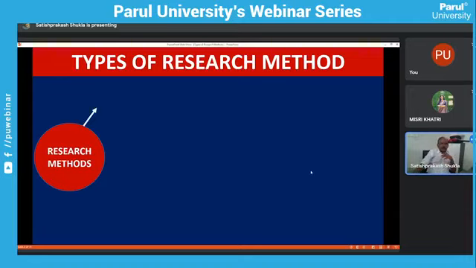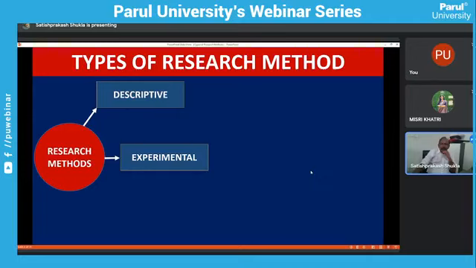Number one, that is descriptive research method. Number two, experimental research method. And number three, historical research method. These three are the main research methods. These three methods accommodate all kinds of research methods. If you want to accommodate all kinds of research methods, they can be categorized out of any of these three categories.